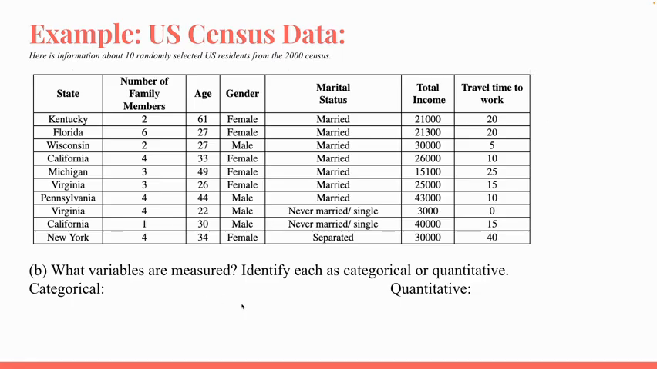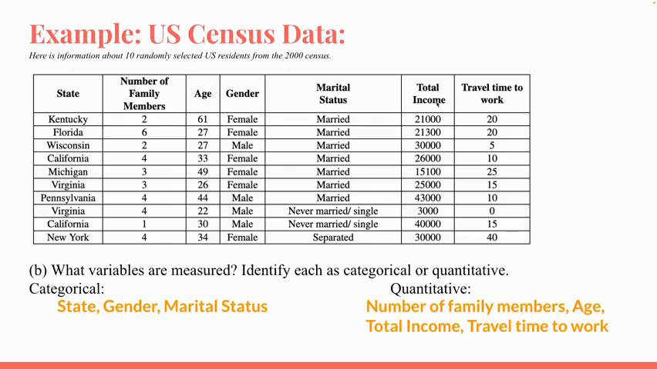What variables are measured? Identify each as categorical or quantitative. You'll find the variables up on the top right here. We've got to decide, are they categorical or quantitative? Categorical are state, gender, and marital status. Then quantitative are what's left: number of family members, age, total income, and travel time to work.